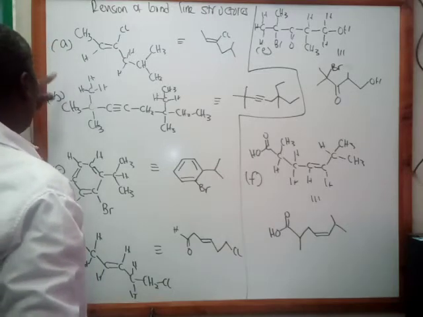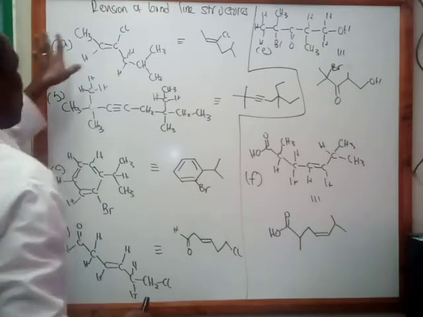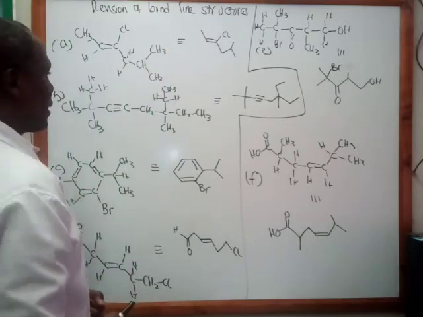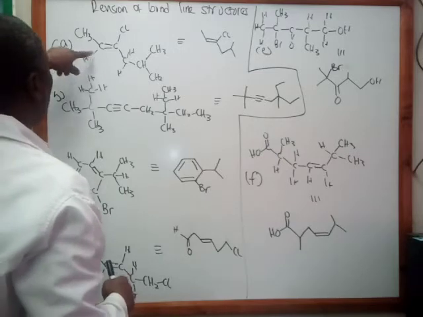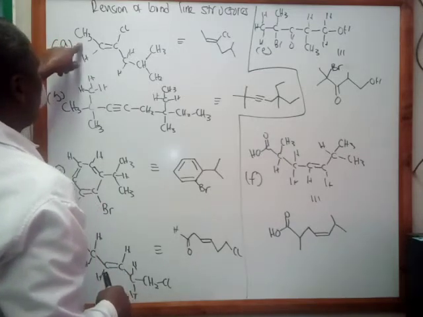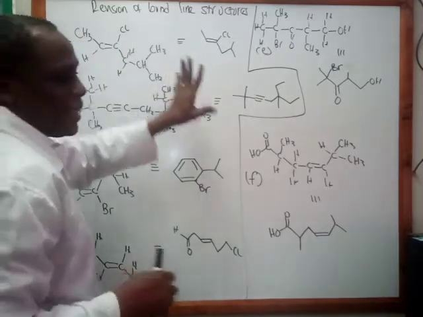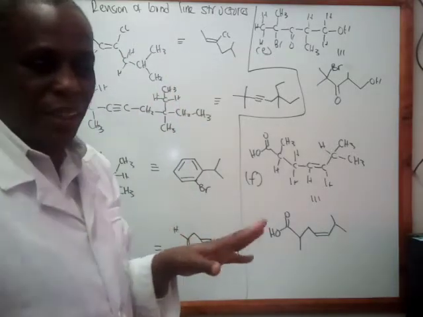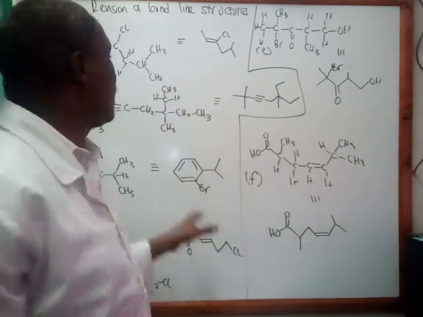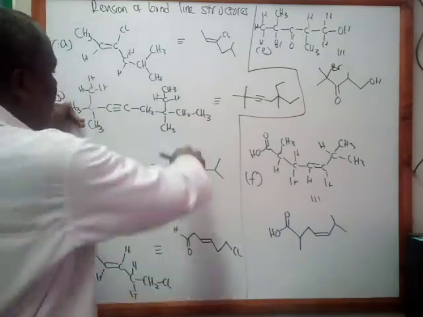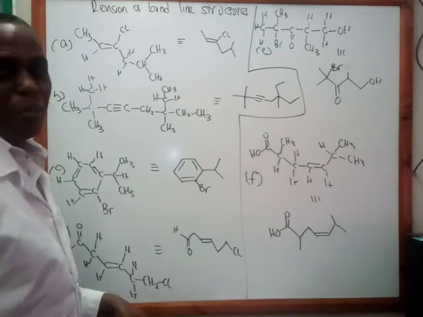Okay, the second one here. The way it is drawn doesn't mean that's how we're going to number, but in general we're going to number from the side closer to the double bond. That is not the aim now. You're not going to be naming, you're not going to say this is number 1, but the aim is to show how this structure translates to the bond line structure.